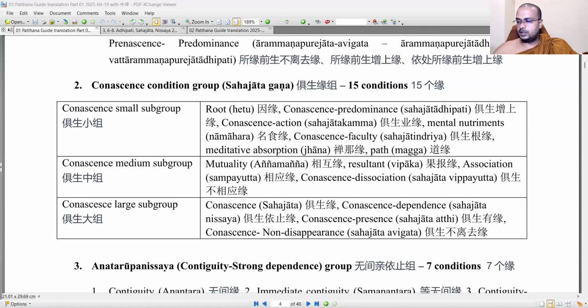Right. So in the case of the Konasan's large group, there are 4 conditions, and the good thing is that the conditioning states and the condition states of all these conditions are the same, right? So the difference is only between the conditioning force.